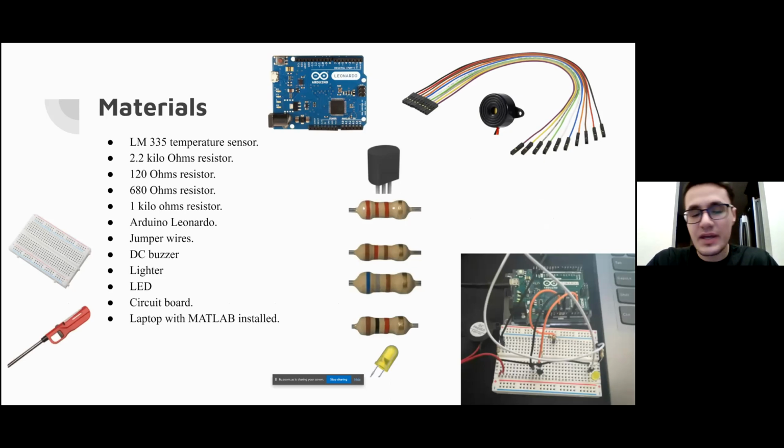In the materials, we have the same materials as we've had for the previous two labs, as this lab isn't much different. We have the LM335 sensor, we have the 2.2 kilo ohm resistor, which we received from the lab materials that was provided to us with the lab. The 120 ohm resistor, the 680 ohm resistor, the 1 kilo ohm resistor, the Arduino Leonardo, jumper wires, the DC buzzer, lighter, LED, circuit board, and a laptop with MATLAB.